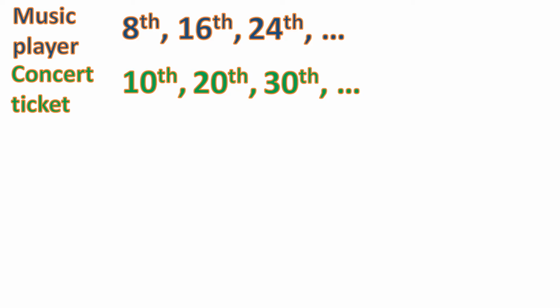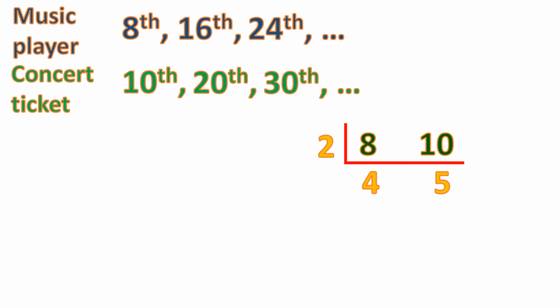And so let's use continuous division. We have 8 and 10, and we're going to find the least common multiple for this problem. 8 and 10 are divisible by 2. So let's divide by 2. 8 divided by 2 is 4, and 10 divided by 2 is 5.